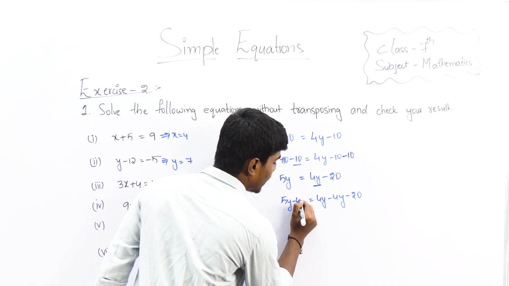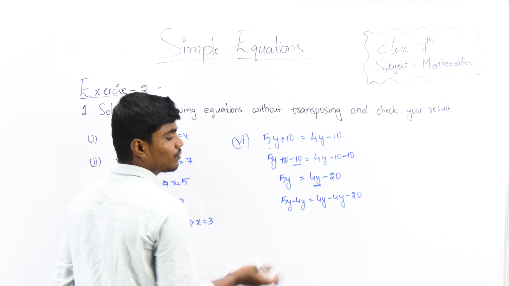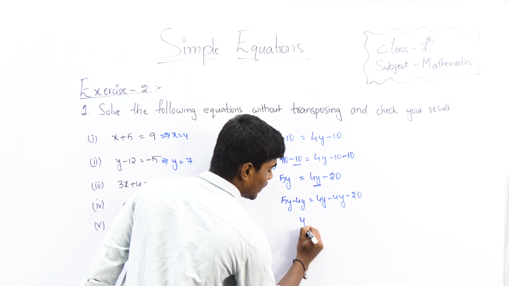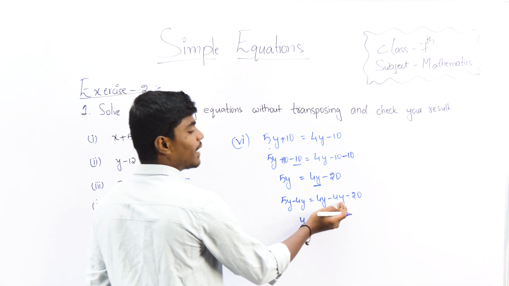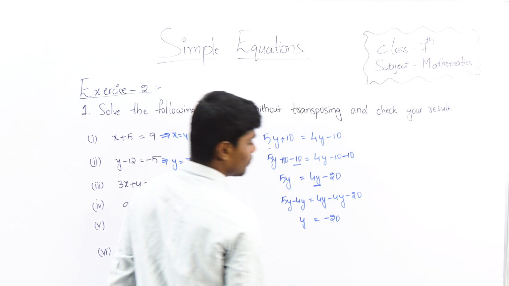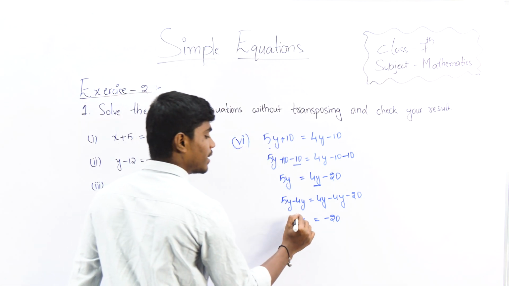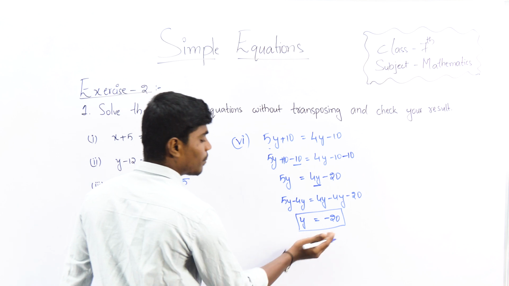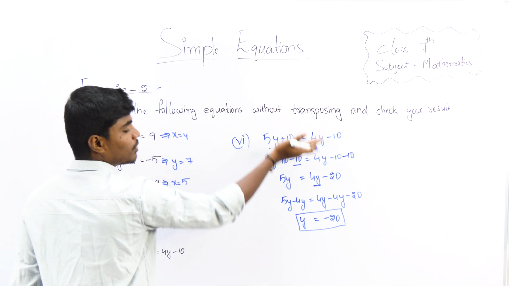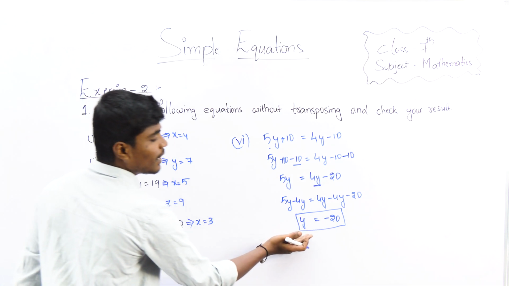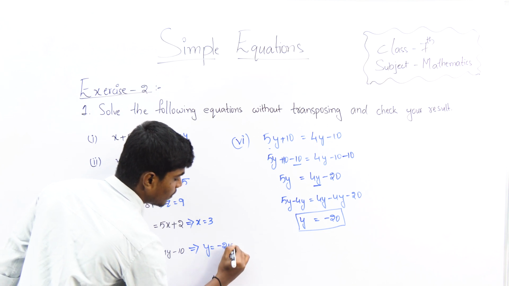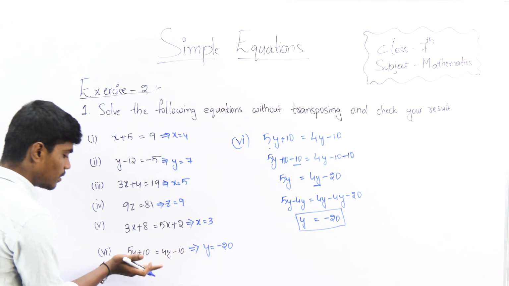So 5y minus 4y. 5 minus 4 is 1, so 1y, which is y, is equal to 4y minus 4y, which is 0. So the remaining is minus 20. Here we got the value of y. What is the value of y here? Minus 20. So for the sixth one, on solving without transposing, y is minus 20. So this is the solution for the sixth one.